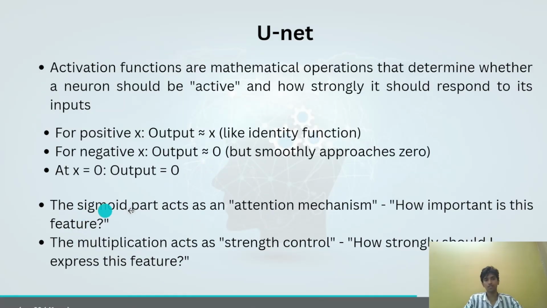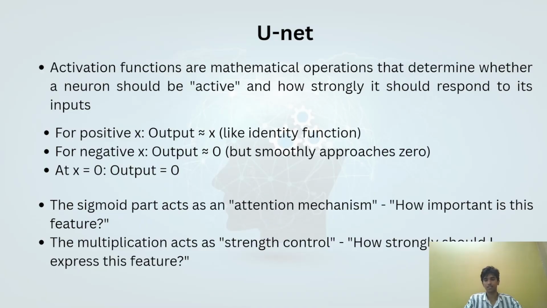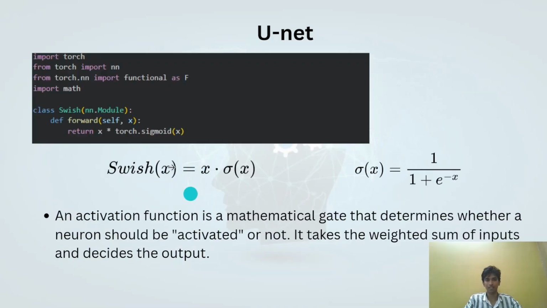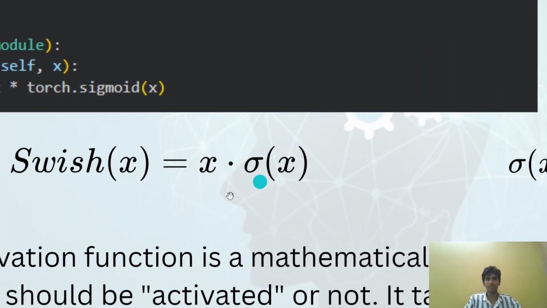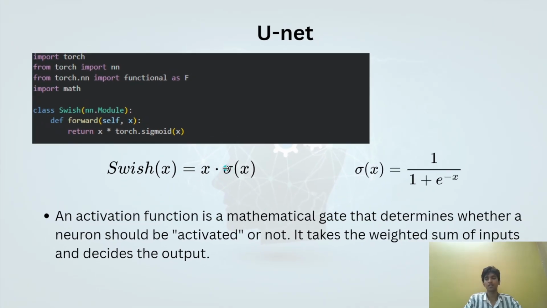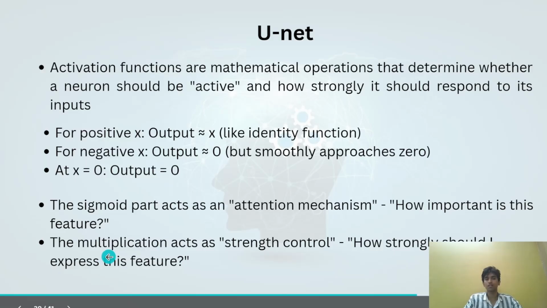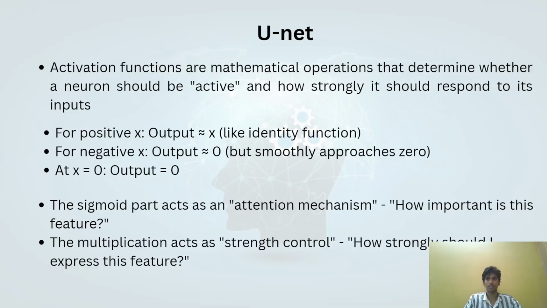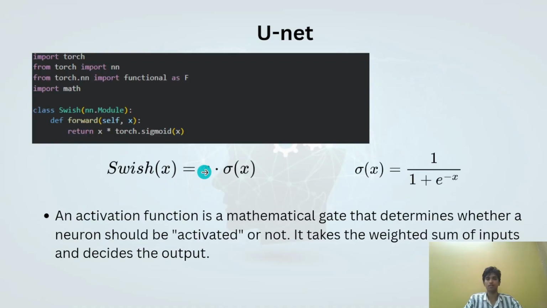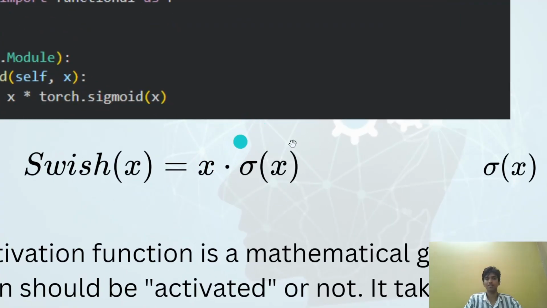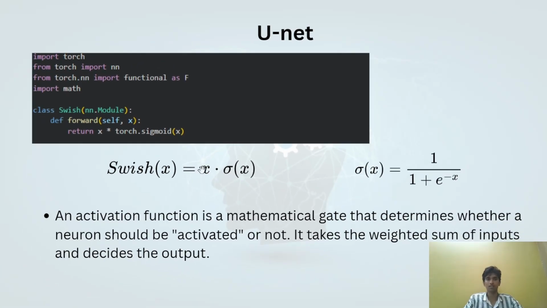The sigmoid part acts as an attention mechanism. As I explained, it tells us how important this particular feature is. x is the feature we are talking about, and sigma of x tells us whether or not this feature is important. The multiplication acts as a strength control. How strongly should this be expressed actually? This tells us whether or not something must be added, and this tells us, if something is added, how much of the feature should be added.